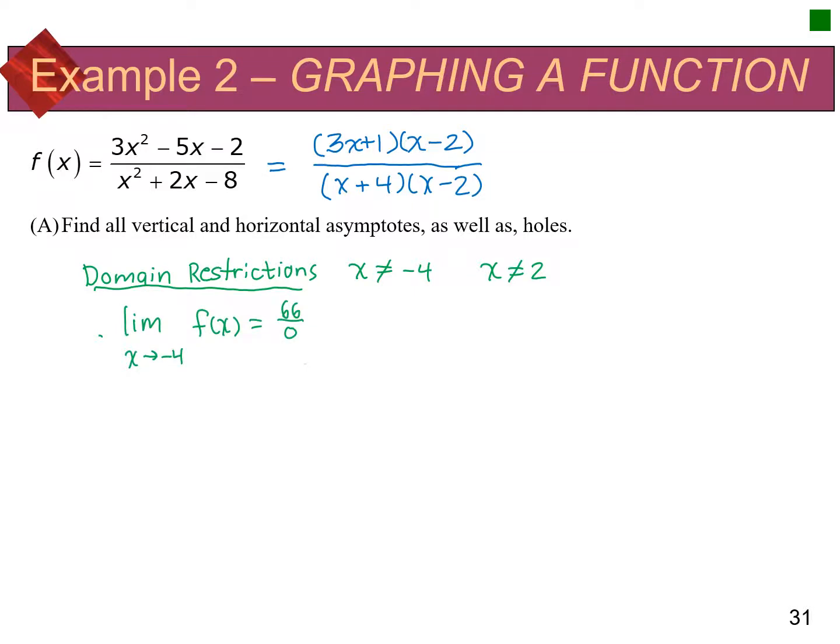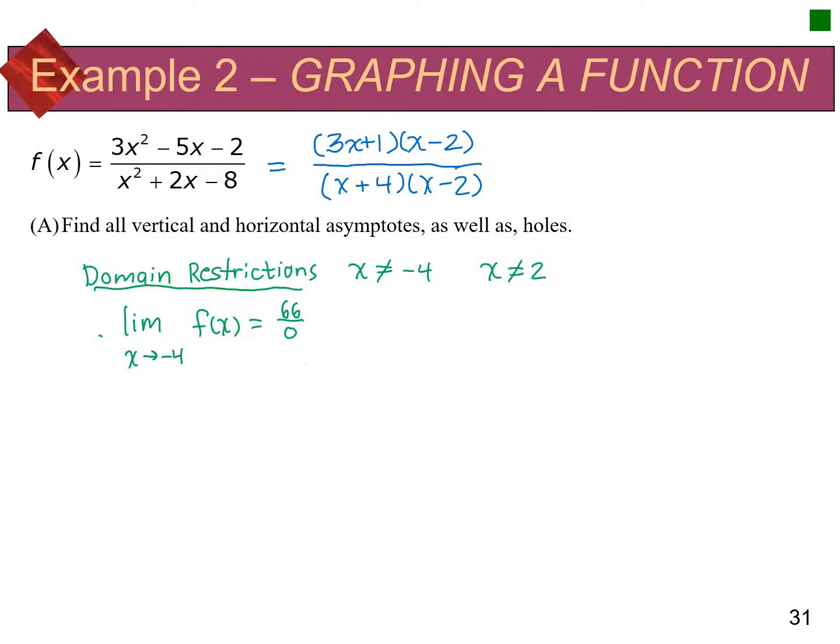When I do the limit as x approaches -4 of f of x, I get 66 over 0. That indicates to me that I'm going to expect to see a vertical asymptote. So I already know what the vertical asymptote is going to do. Whether this two-sided limit is going to go to infinity, negative infinity, or not exist, in either case I'm going to have a vertical asymptote there because of getting a non-zero number over 0.